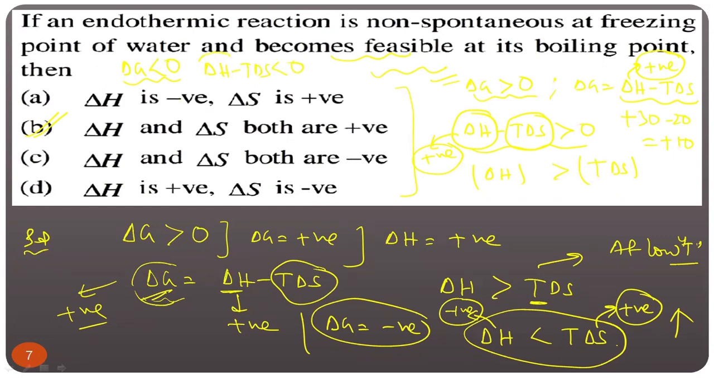That means this delta H we already know is positive. That means this delta S must be positive. If it is negative, then negative becomes positive and the entire quantity will be positive. And temperature is also rising because the boiling point is at a higher temperature than the freezing point. So we will say delta H and delta S both are positive. Did you understand? Okay, this is a good question.